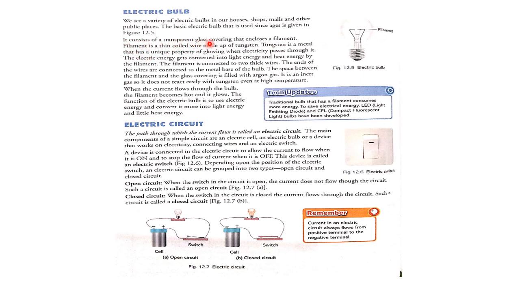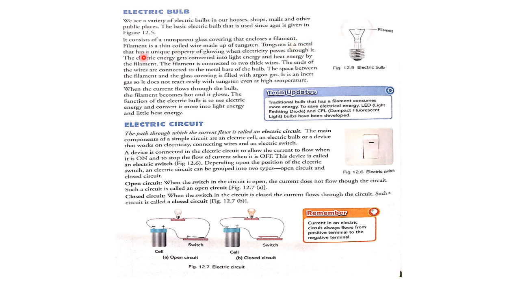It consists of a transparent glass covering that encloses a filament. Filament is a thin coil wire made up of tungsten. So it has a transparent glass that encloses a filament. This is the filament, and it is a thin coil made up of tungsten.